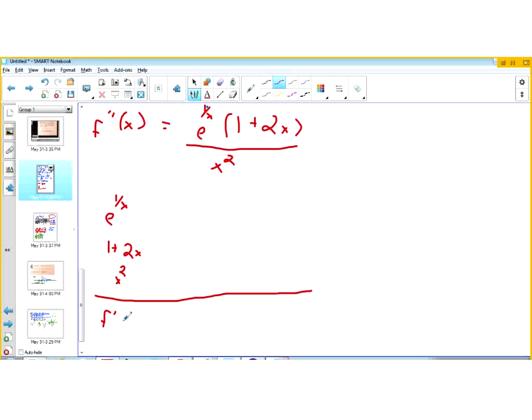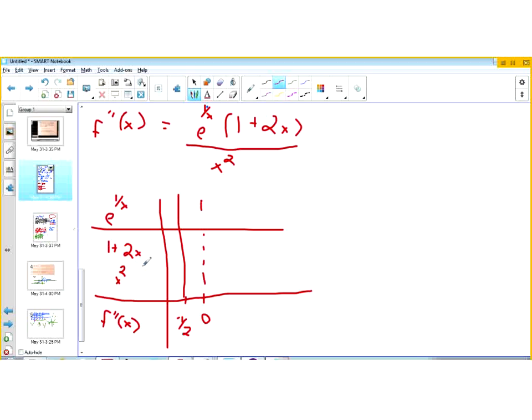Okay, and then f double prime of x. So we have the zeros being, well, 0 is not in the domain of the second derivative, but negative 1/2 is. So we have negative 1/2. Okay, so we've got to do it like that. This is always positive. This is always positive. And for x less than negative 1/2, it's negative. If x is greater than negative 1/2, it's positive.